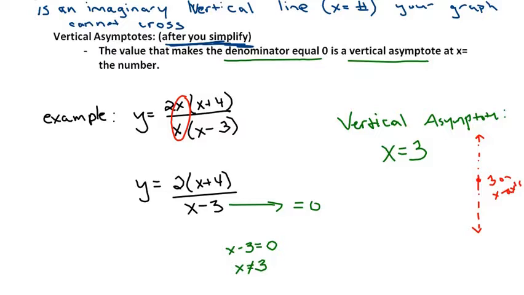If you are trying to figure out what is the difference between a hole and a vertical asymptote, they are very similar. They are both excluded values. A hole is the excluded value that's going to get canceled off, and a vertical asymptote is the excluded value that stays in the problem.